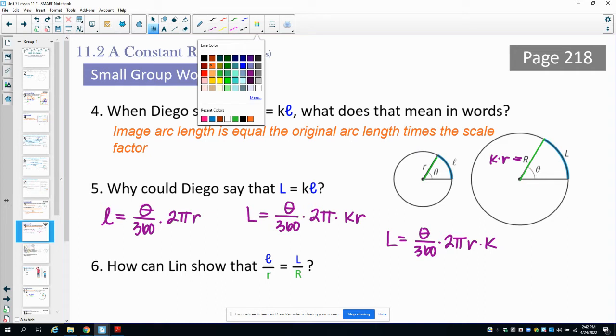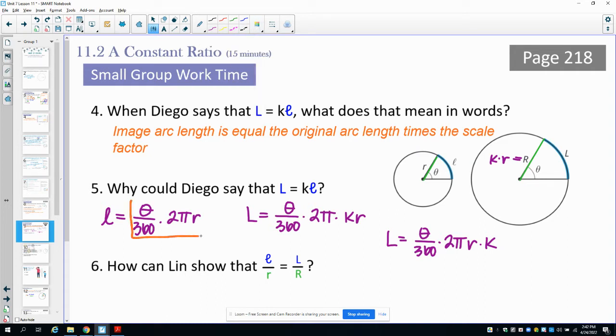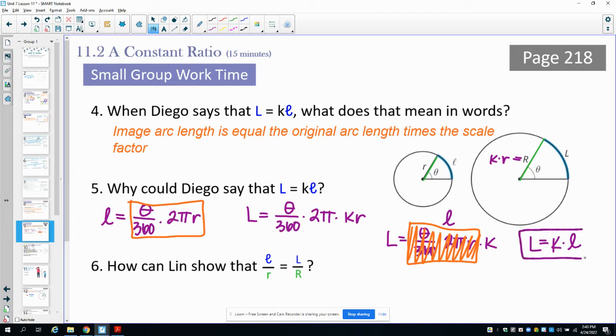The reason I'm going to do that is that then I notice that this arc length formula for the original arc length is actually here as well. So this whole thing, theta over 360 times 2 times pi times the original radius, is equal to the original arc length. So I'm just going to substitute in the original arc length, which is that little L. So the image arc length is actually equal to k times my original arc length. And that shows you that that will work. So this is true.